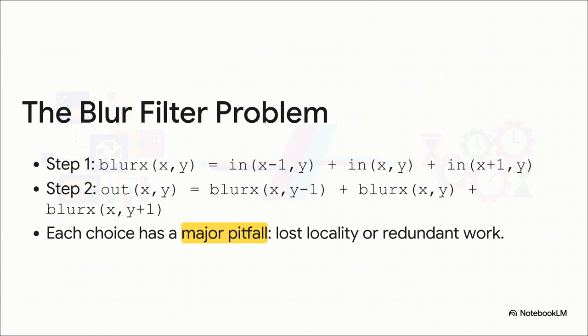A simple blur filter is the perfect way to see this in action. It's a two-step process. First a horizontal blur, then a vertical blur. So what do you do? Do you compute the entire horizontal blur for the whole image first, save that huge intermediate image to memory, and then start the vertical blur? Well, that's great for parallelism, but it's awful for data reuse. Or do you compute just the tiny sliver of the horizontal blur that you need for each final pixel one at a time? Now that's fantastic for data reuse, but you end up recomputing the same values over and over and over again, which is incredibly wasteful. You see? Each strategy has a major pitfall.